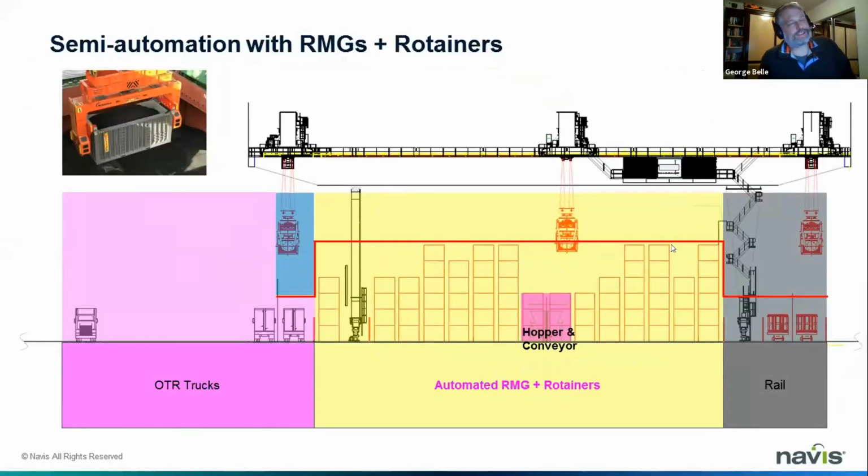Okay, thanks. This is the image I was trying to get to. What we're looking at here is using the rotainer you see in the upper left. All the area in yellow is an automated portion of the yard, with an automated or semi-automated RMG. Those are full stacks of rotainers. That automated crane picks the containers out of the stack, takes them over the pink square in the middle where it says hopper and conveyor, rotates the container over the hopper, which dumps the contents onto the conveyor, which loads the bulk product directly into the vessel.